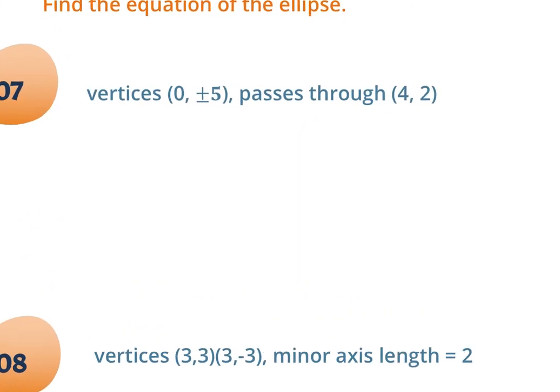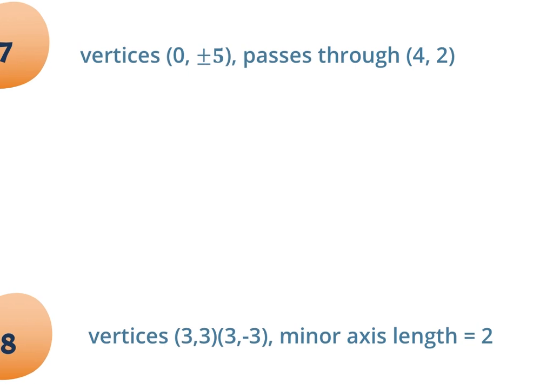All right, we're going to go to 7. Vertices at 0 plus and minus 5, and it passes through 4, 2. So let's start with that first piece of information, that the vertices are at 0 plus and minus 5. That means up 5 and down 5. So what does that tell you already? A is 5. What else? Center's at 0, 0 because it's halfway between them.